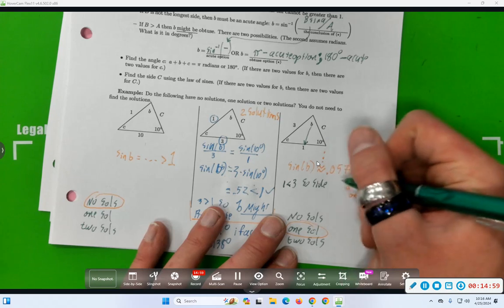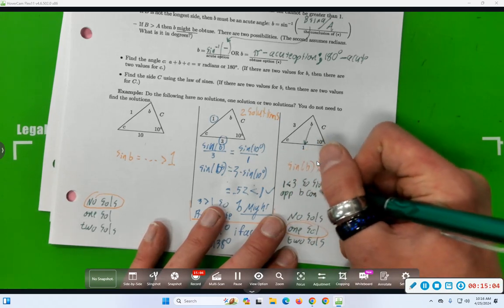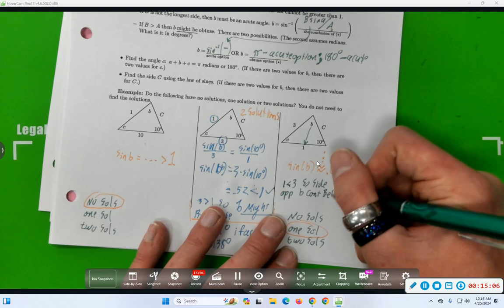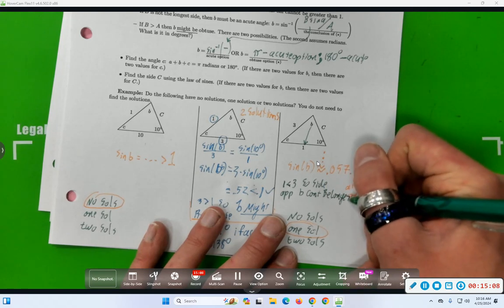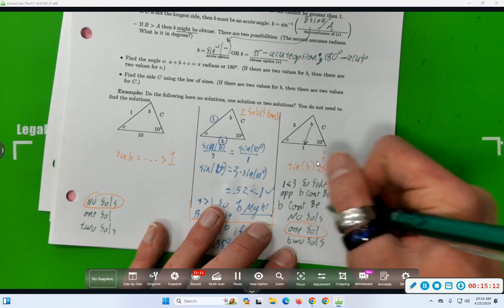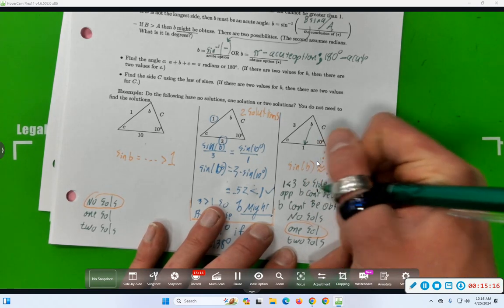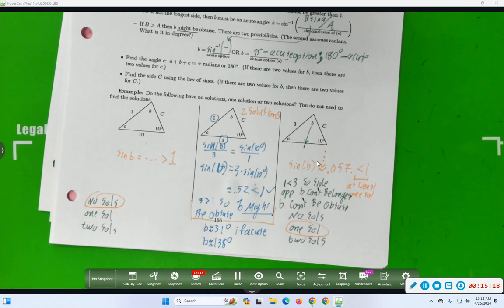So the side opposite B can't be longest, so B can't be obtuse. Let's put some apostrophes in those contractions, Chris. So since it can't be obtuse, it has to be acute. Since it has to be acute, it's the angle that inverse sine will give you.